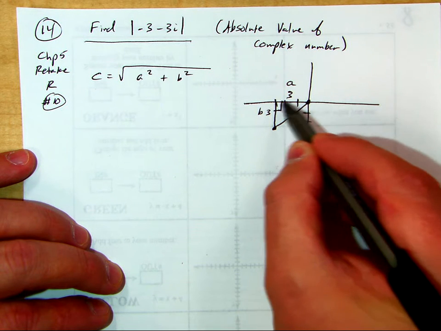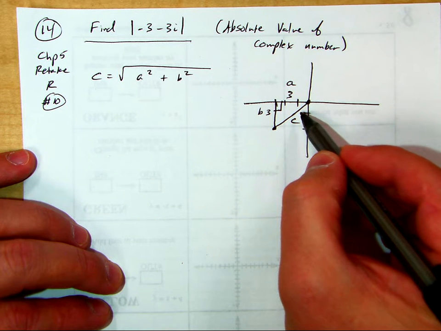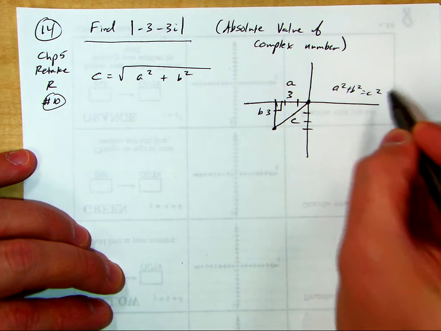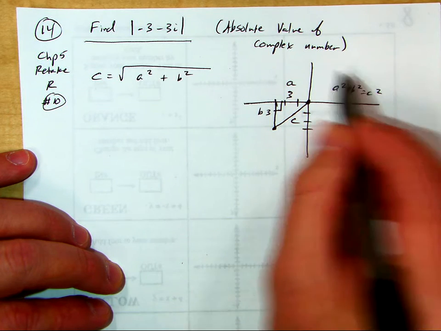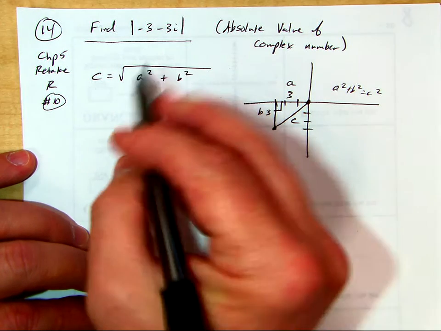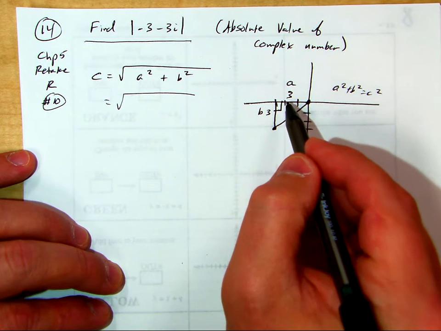Well, as you can see, I drew us a little right triangle here, and we know if we have right triangles, we can use the Pythagorean theorem, which is a squared plus b squared equals c squared. Well, if I take the square root of both sides, this is what happens. So this is the distance formula. So all you have to do is pick out what a and b are. A and b are distances in this case.